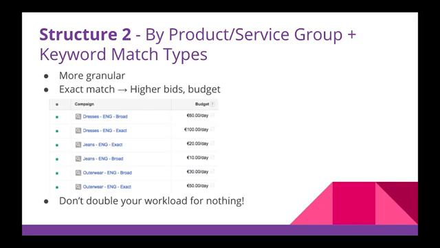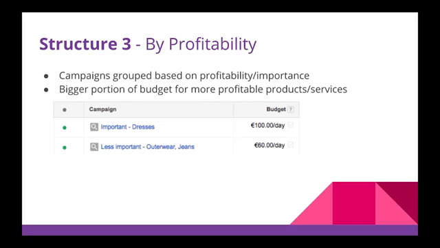Now, the third option, like the title says, this method means you divide your products and services into however many groups you'd like by their profitability or importance. The first one would be for the products or services that are most profitable to you, and you'd want to have a bigger portion of your budget allocated to them. You'd also be willing to pay more for the traffic since you know you'll earn more money if you sell these products. And the rest would be for the less profitable ones that you don't want to spend too much on. And your AdWords campaigns would look something like this.